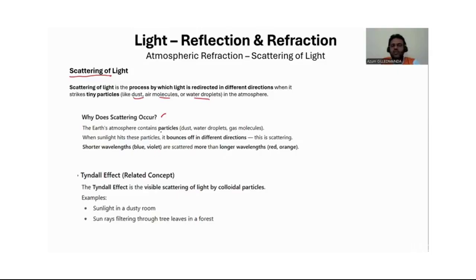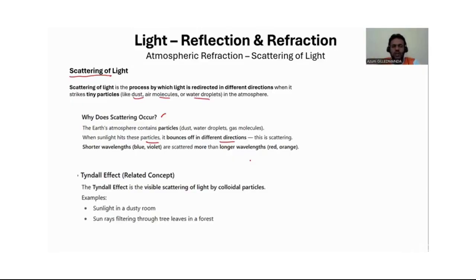The atmosphere contains many dust particles, water droplets, gas molecules, rain, and air molecules, right? So when sunlight hits these particles, it bounces off in different directions. For example, I have a wall. If the light ray hits the wall, it reflects back, right? Because it cannot penetrate, it cannot travel through the wall.